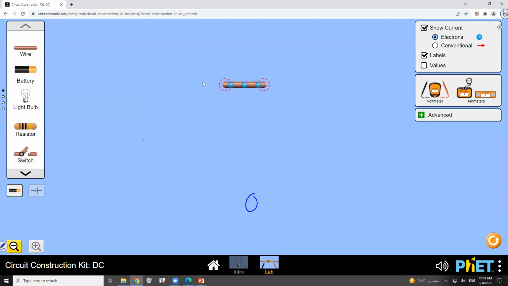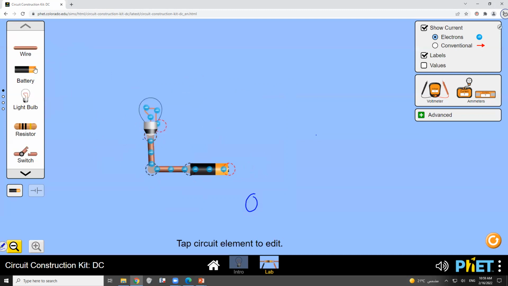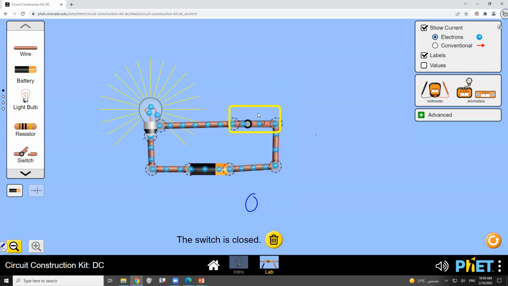Okay, wire, battery, wire, bulb, wire, switch, wire. One more wire, just to make it look nice. Right, close the switch. It immediately lights up. Open the switch.